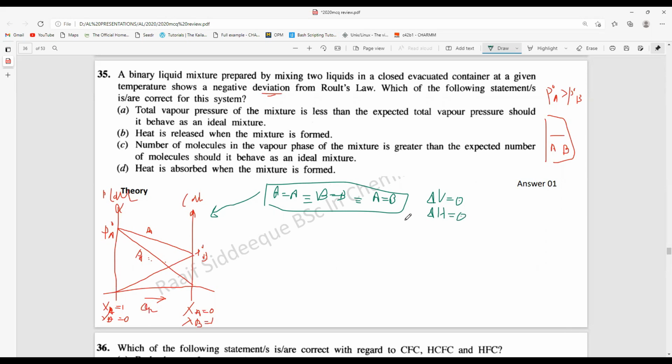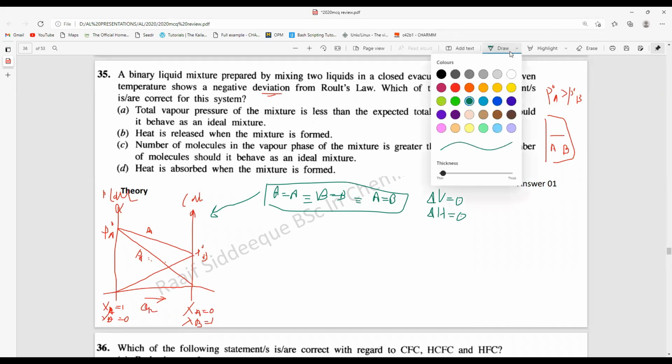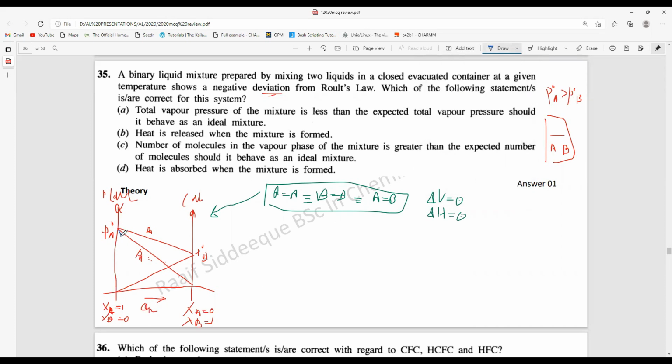Because if 100 kilojoules is taken for breaking the bonds, 100 kilojoules is released for forming the bonds, because all these bond strengths are equal, right? For this particular case, the ideal condition. But here they say it is a negative deviation. So in a negative deviation, the vapor pressure is a little bit lower than the ideal situation, except very close to the pure composition. So, okay, this is what a negative deviation curve looks like.